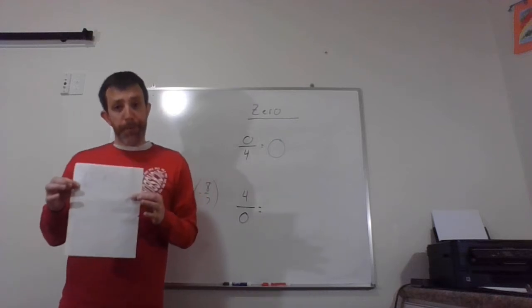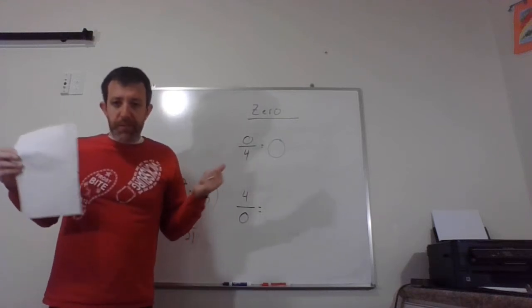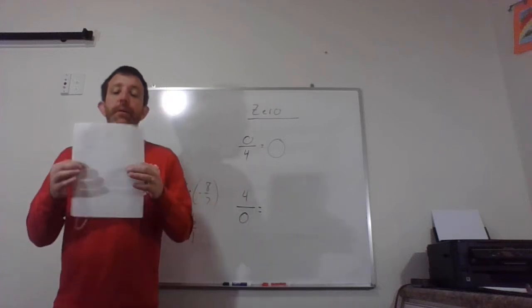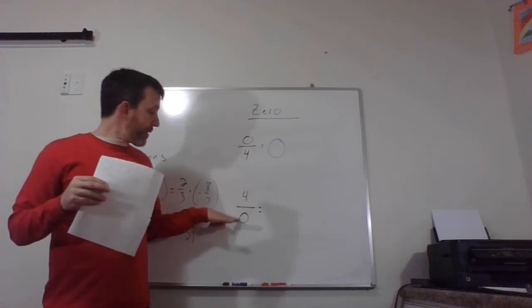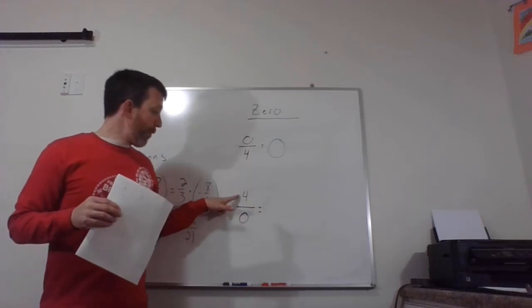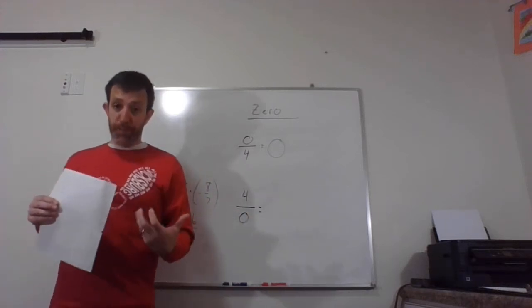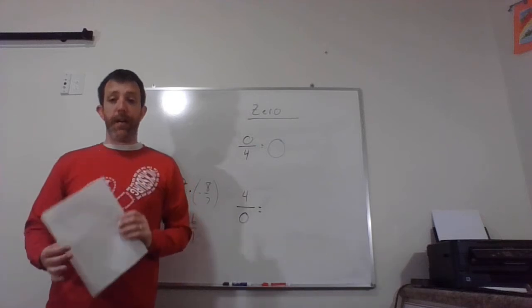Here is a piece of paper. Here's my something. It's not 4 somethings. Okay, so it's not a perfect example with what I have, but anyway, here's my something. Try and divide it into 0 pieces, because that's what this problem is asking us to do. It's asking us to take 4 somethings and divide it into 0 pieces. You can't do it. You could rip the piece of paper in half.